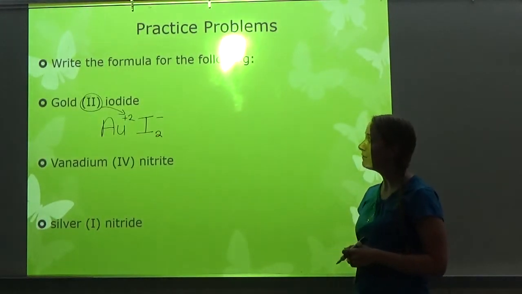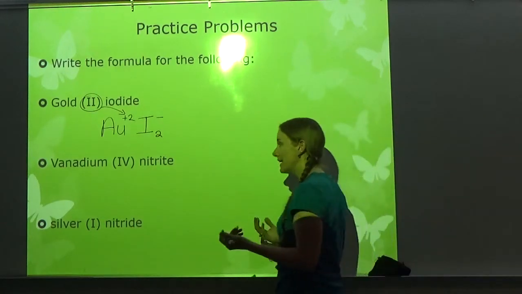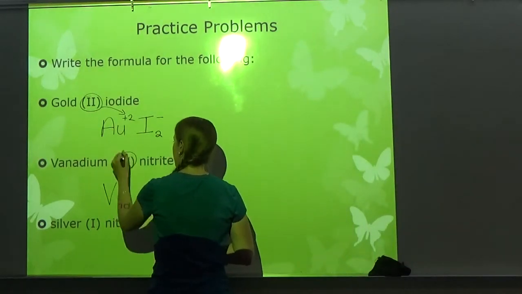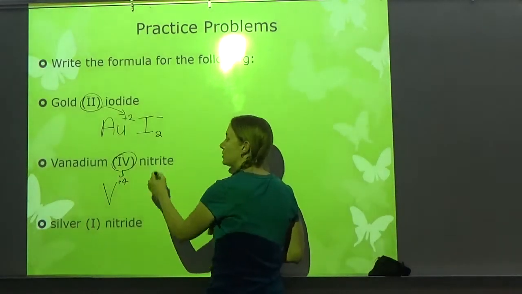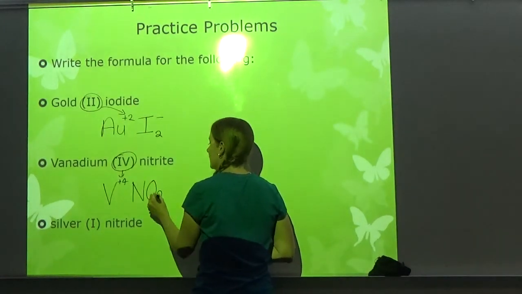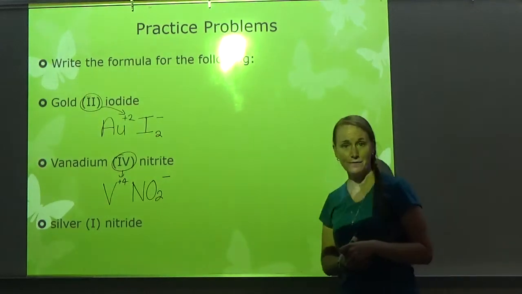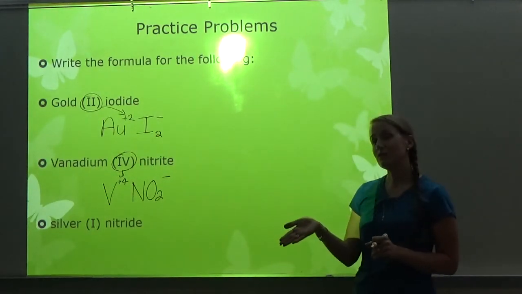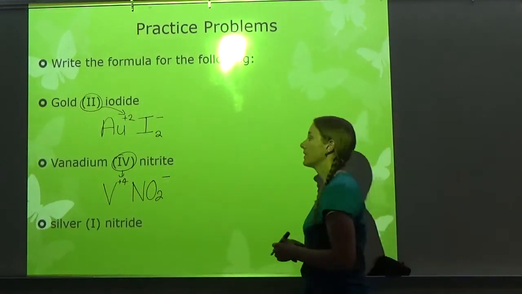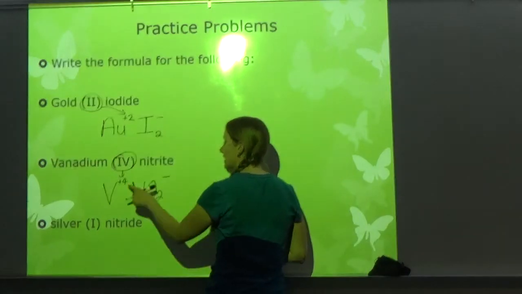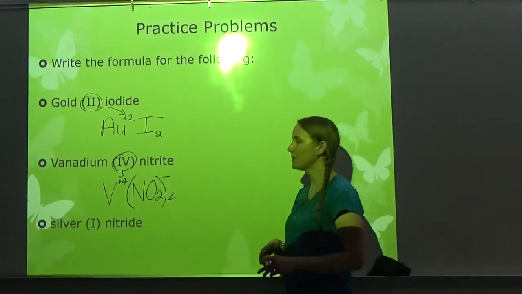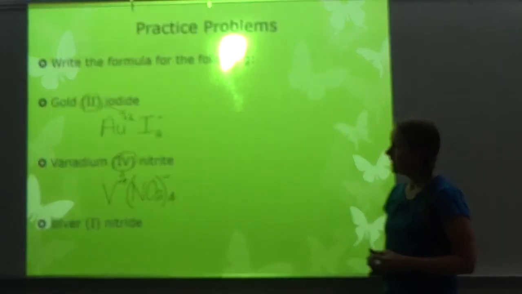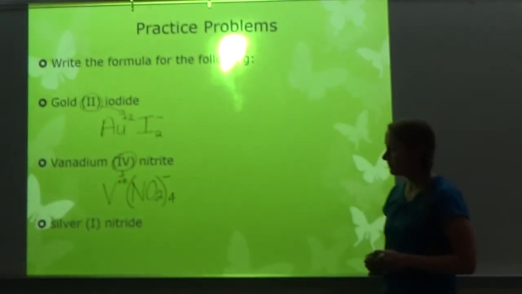is vanadium 4 nitrite. So vanadium is V. The 4 is the charge, so it has a positive 4 charge. Nitrite is on your polyatomic ion sheet. It's NO2 negative. So nitrate is NO3, nitrite is NO2. Positive 4 and negative 1 don't cancel. I need to cross my 4 down, but since it's a polyatomic ion, I just need to put it in parentheses. All right, so hopefully you got those right.